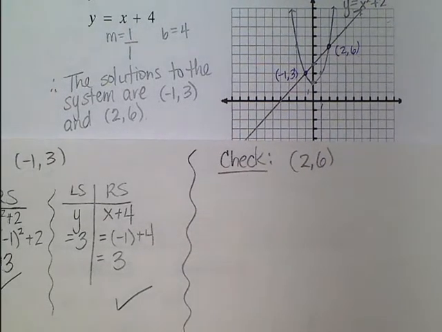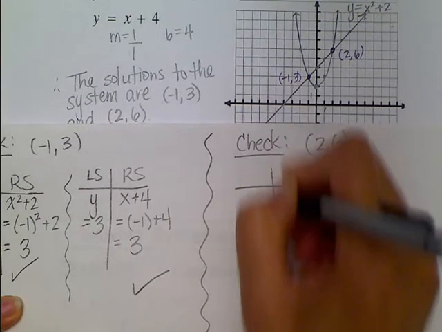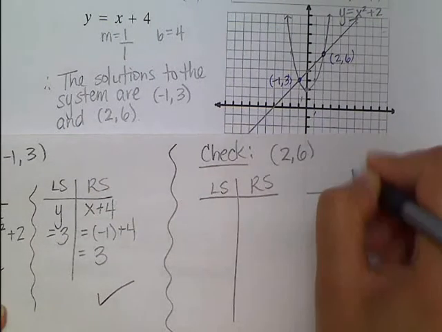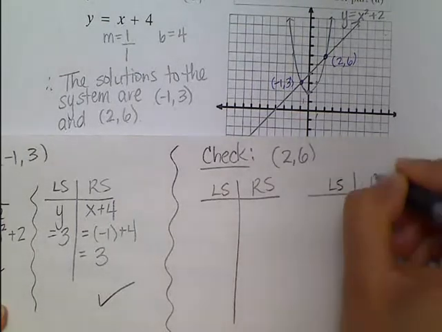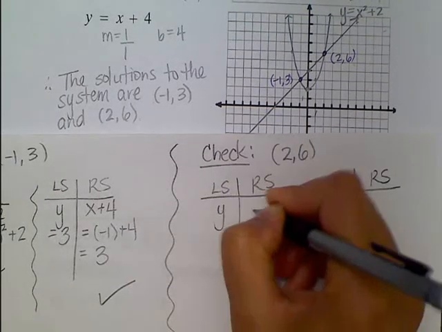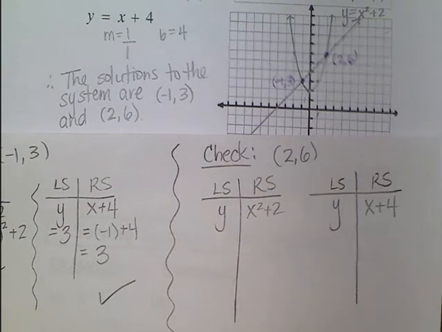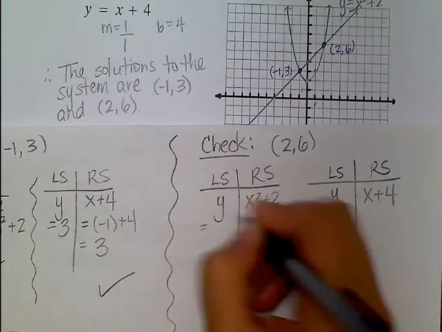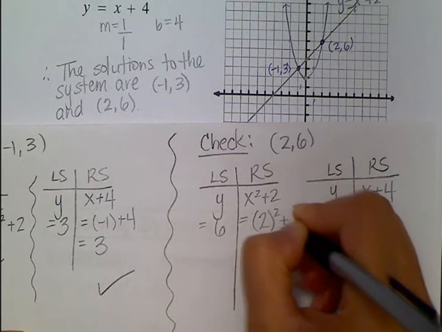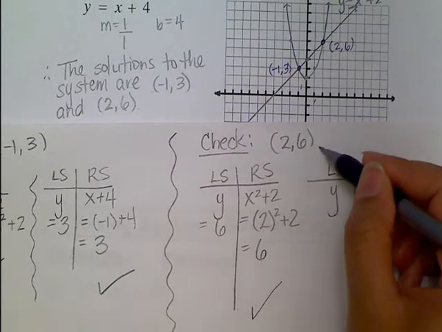So the second point I had here was at 2 and 6. And so I'm going to do a left side, right side check for the point 2 and 6. And so I have to substitute in the point into both my equations. So I'm going to do a left side, right side check into both of the equations. And the left side of the first equation or function was y. The right side is x squared plus 2. The other equation is y, and then x plus 4. So I'm going to substitute in the point again. y is equal to 6. And x is equal to 2 squared plus 2. 2 squared is 4 plus 2 is 6.